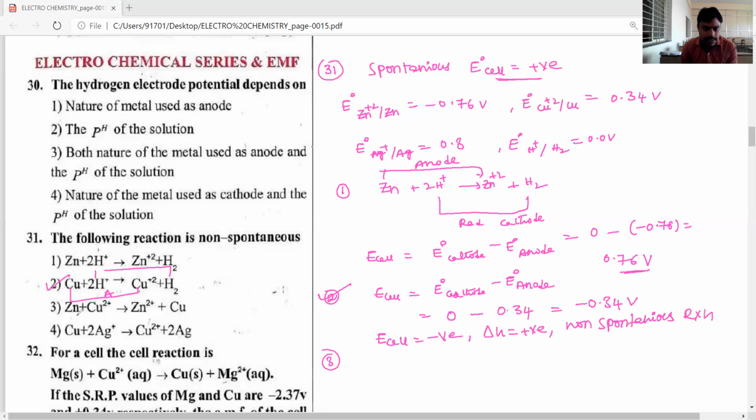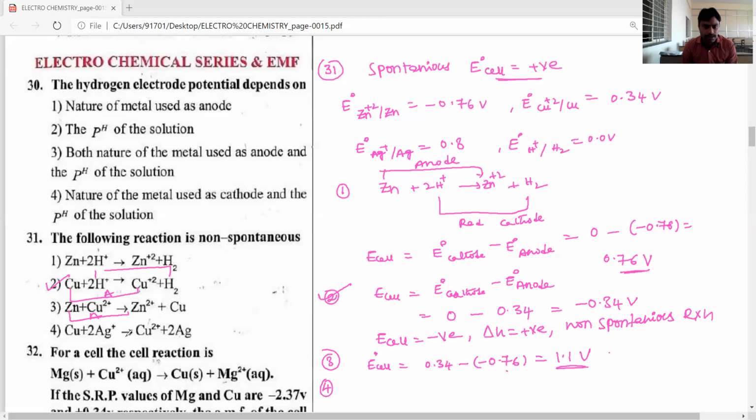The third one: zinc is anode, copper is cathode. So in the third one, E cell is equal to the cathode, copper, 0.34 minus (-0.76), which is equal to 1.1 volts. That is nothing but a standard galvanic cell. The E0 cell is equal to 1.1 volts, so the third one is also spontaneous.